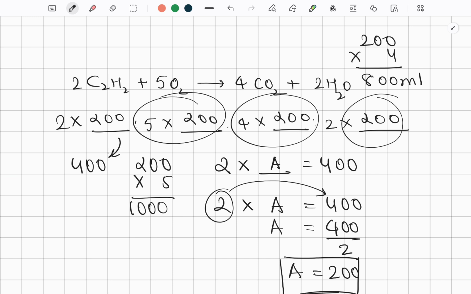So simple, whatever the volume is given, try to find the value of the dash, the blank space like this, and that's it. I hope your doubt is solved.